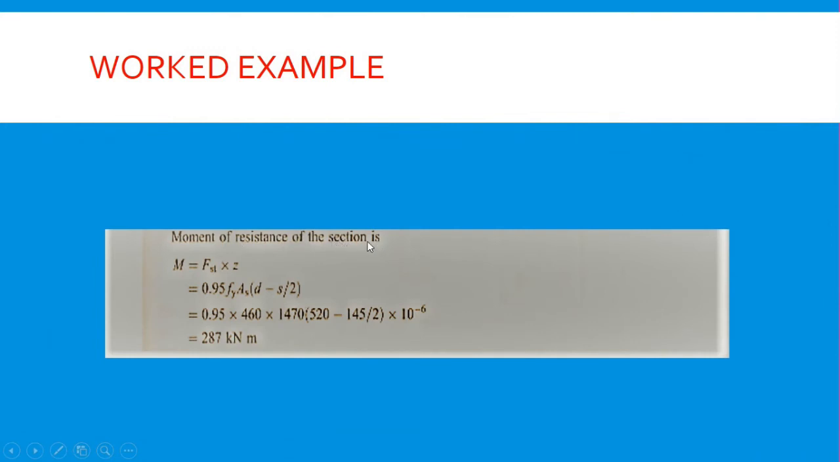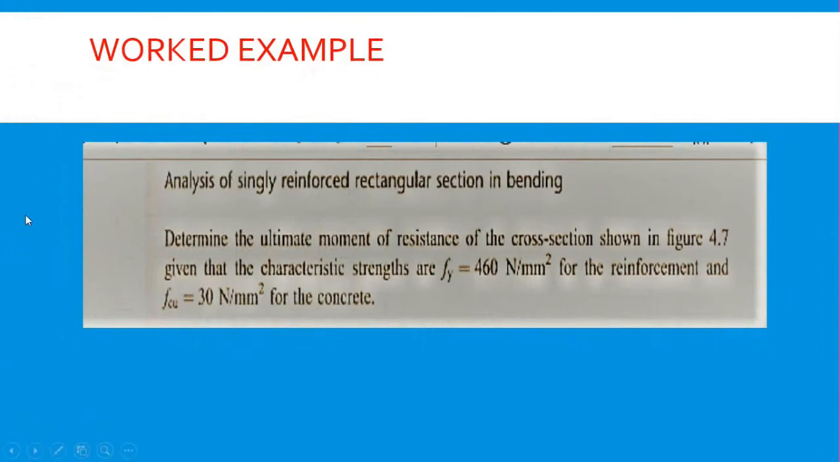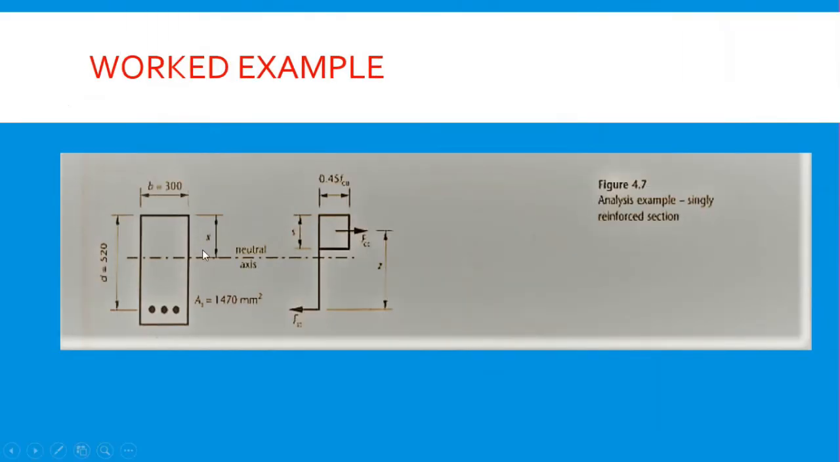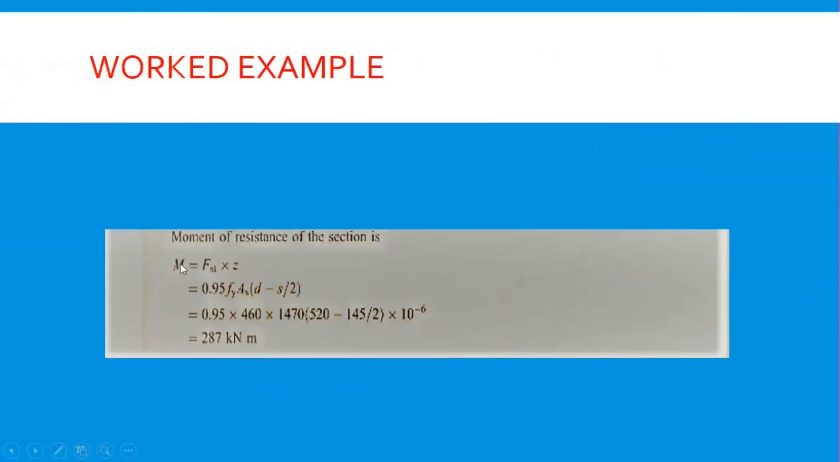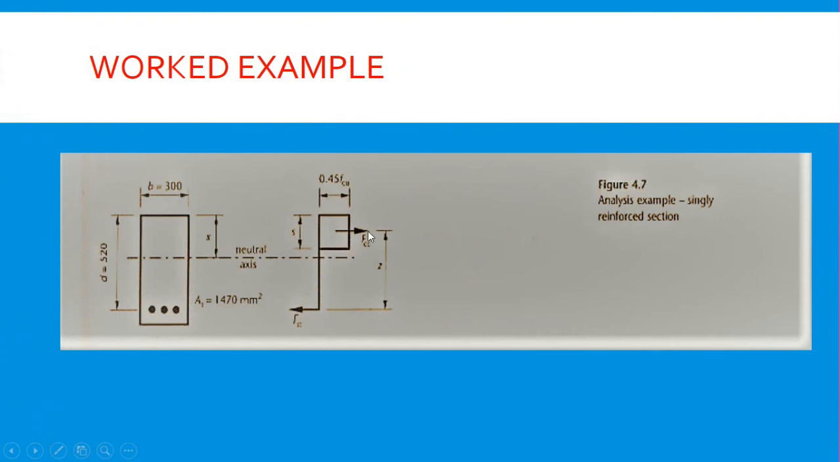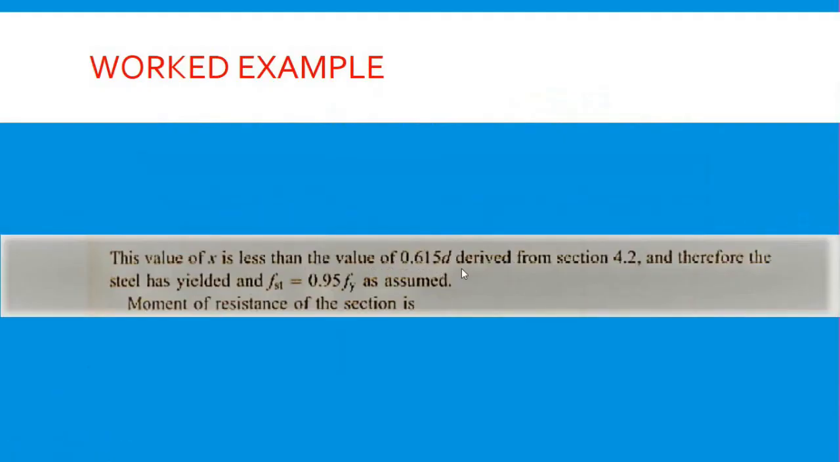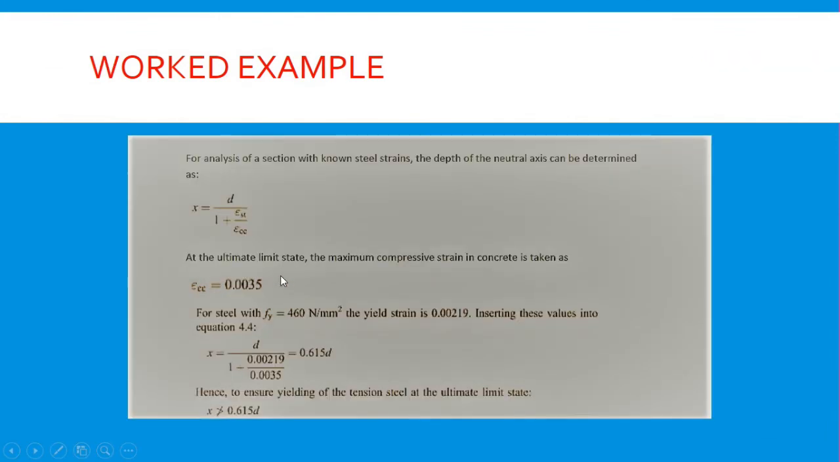So, the moment of resistance of the section. For us now to find the moment of resistance, because the question asked us to determine the ultimate moment of resistance of this cross-section here, we use this formula for calculating the ultimate moment of resistance of a rectangular section. Moment is the same as force, so the tensile force multiplied by the distance z. The distance z is from this point up to the point where the tensile force is, at the level of the reinforcement.